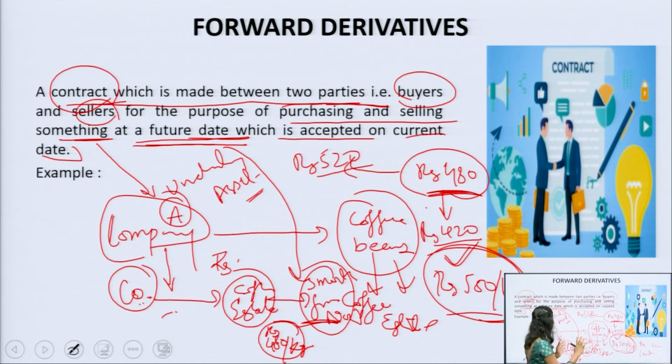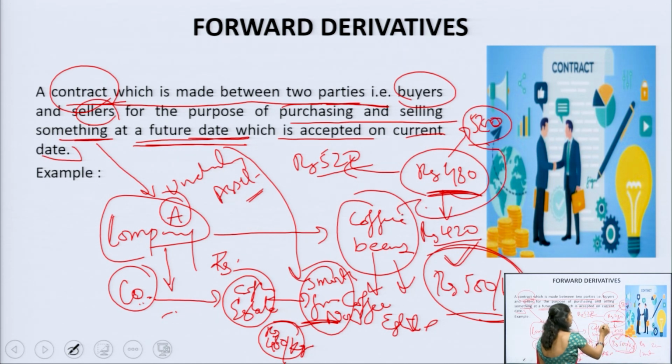So, this is the contract they are making, and the other party, the coffee estate, is also vice versa, you can say. If the price increases to 520 rupees, it will definitely be a loss for this particular coffee estate. So this is all about the forward derivative contract.